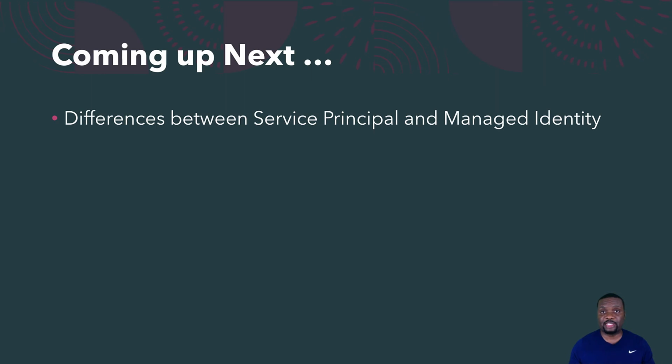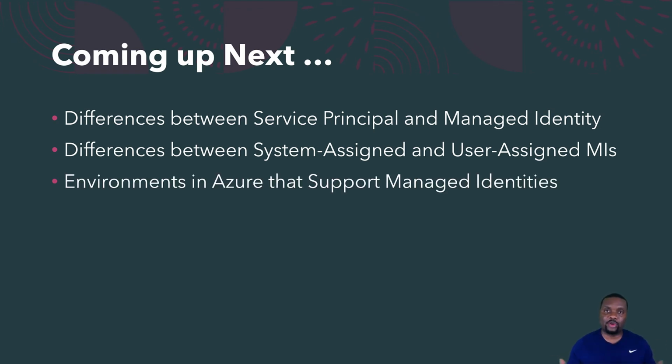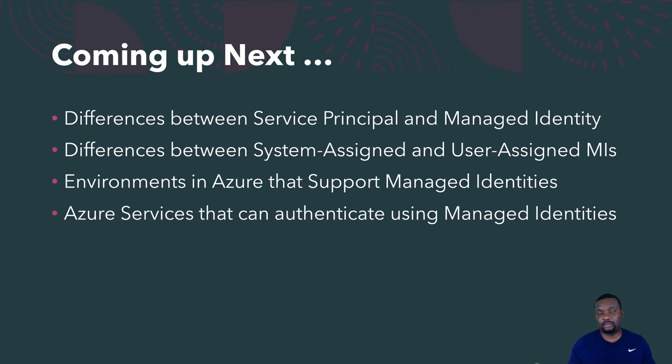Coming up next in this video series, I'm going to be doing a deep dive into service principals and how they are different from managed identities. We're going to cover the two types of managed identities, the system assigned identities and the user assigned identities, and what is different and similar between those two. Then we have environments that support managed identities, such as virtual machine scale sets and Azure Functions. We're going to cover a whole list of the environments from which you can configure your managed identity to authenticate against something else in Azure, like blob storage, key vault, and things like that.